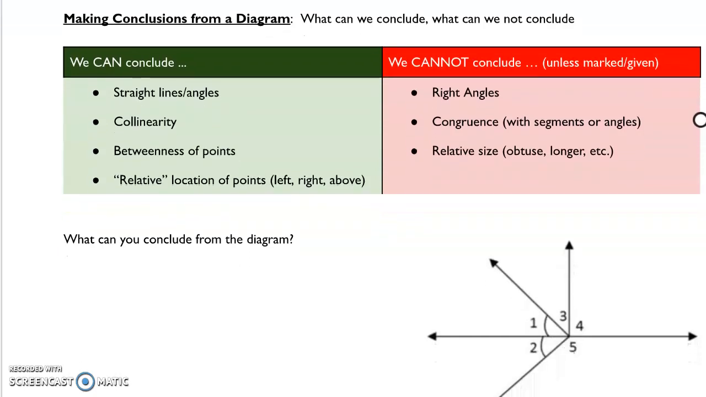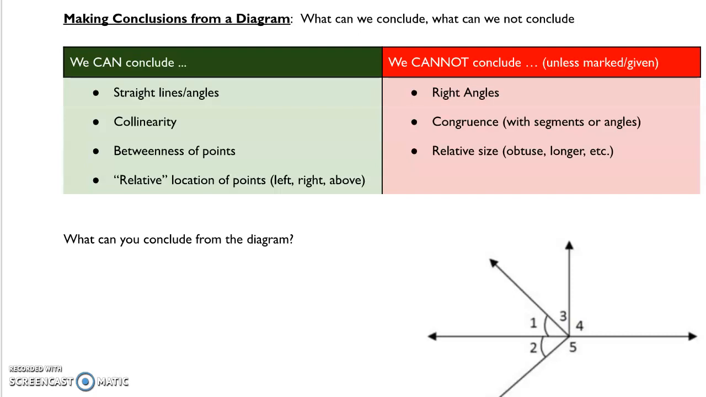Okay. We cannot conclude right angles. I cannot look down here at this diagram below, for example, and say angle 4 is a right angle. We can't make that judgment. We have to be told specifically in order to make that conclusion. We can't look at the diagram and conclude that.